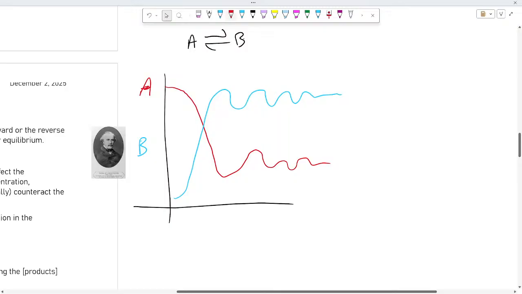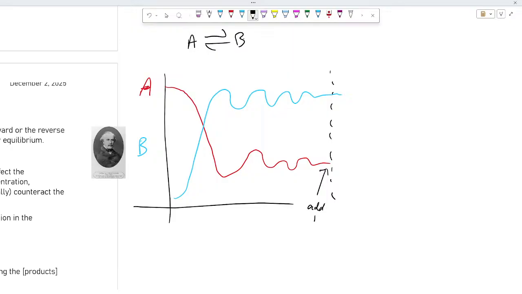Now, let's say all of a sudden, at this moment, we go in and we make a change, and we add a bunch more A. Just in this moment, we add a bunch more A all at once, but we don't add more B. What's going to happen? The forward reaction is going to be favored again, right? Because our concentration of A just went up. So we're going to use that A up, and it will reach equilibrium again.